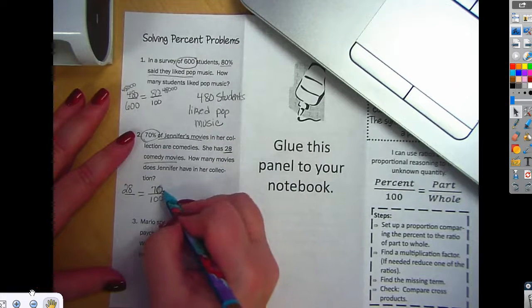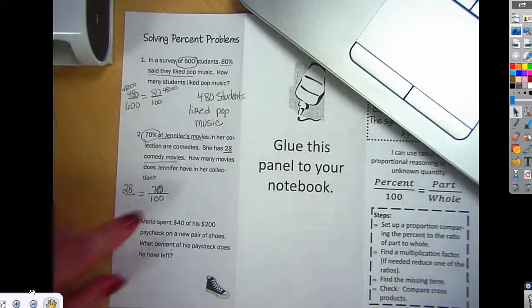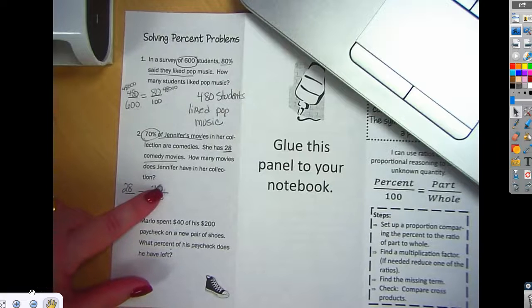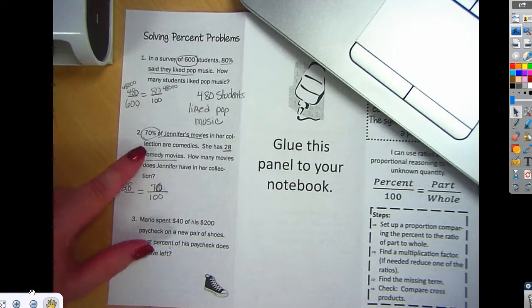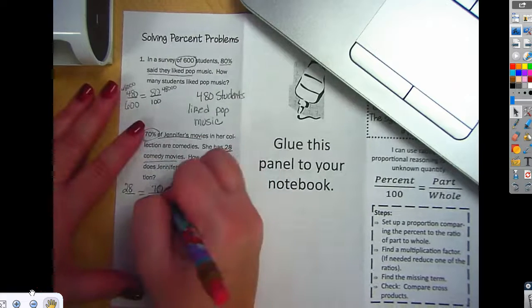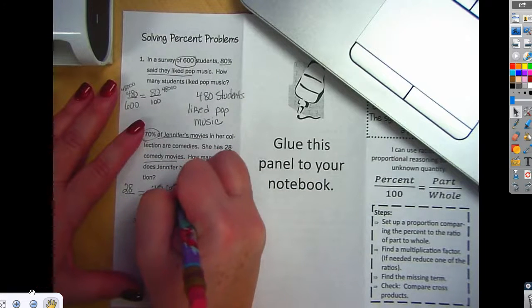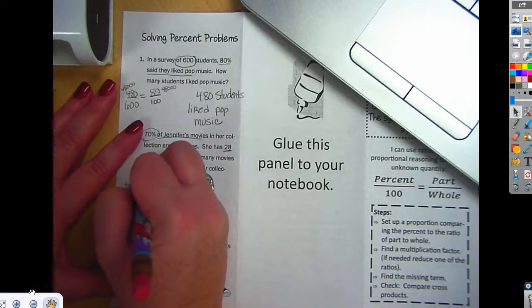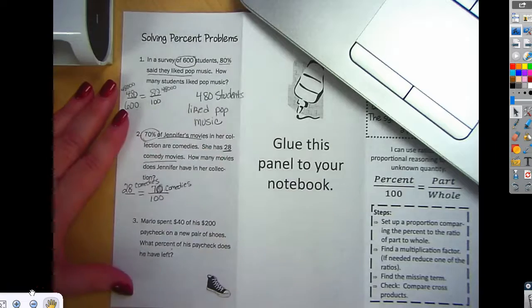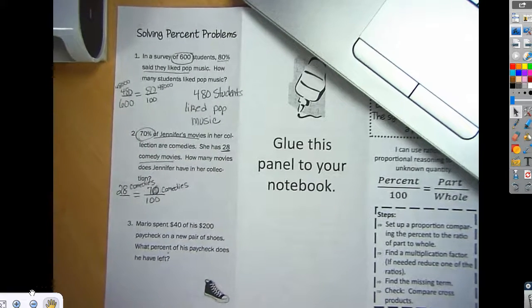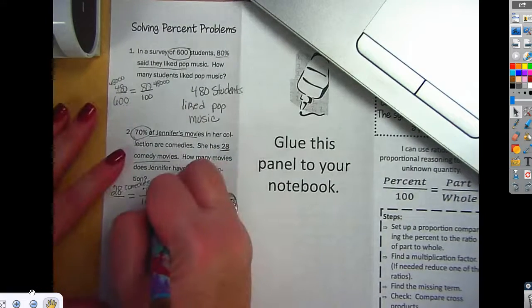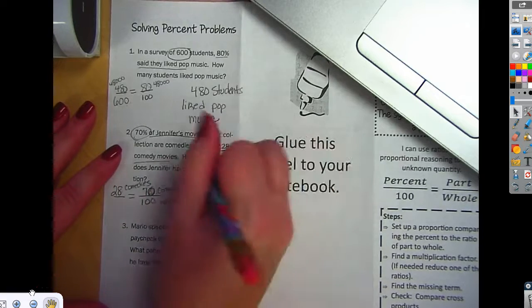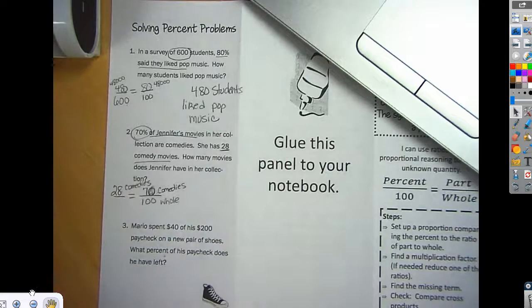70% is 28. 70% are comedies, right? And then here we read that 28 are comedies. Does that word there help you? Okay. And so the 100% is the whole collection. And so how many does she have in her whole collection? So do you see how you really have to work to think about this part and whole?